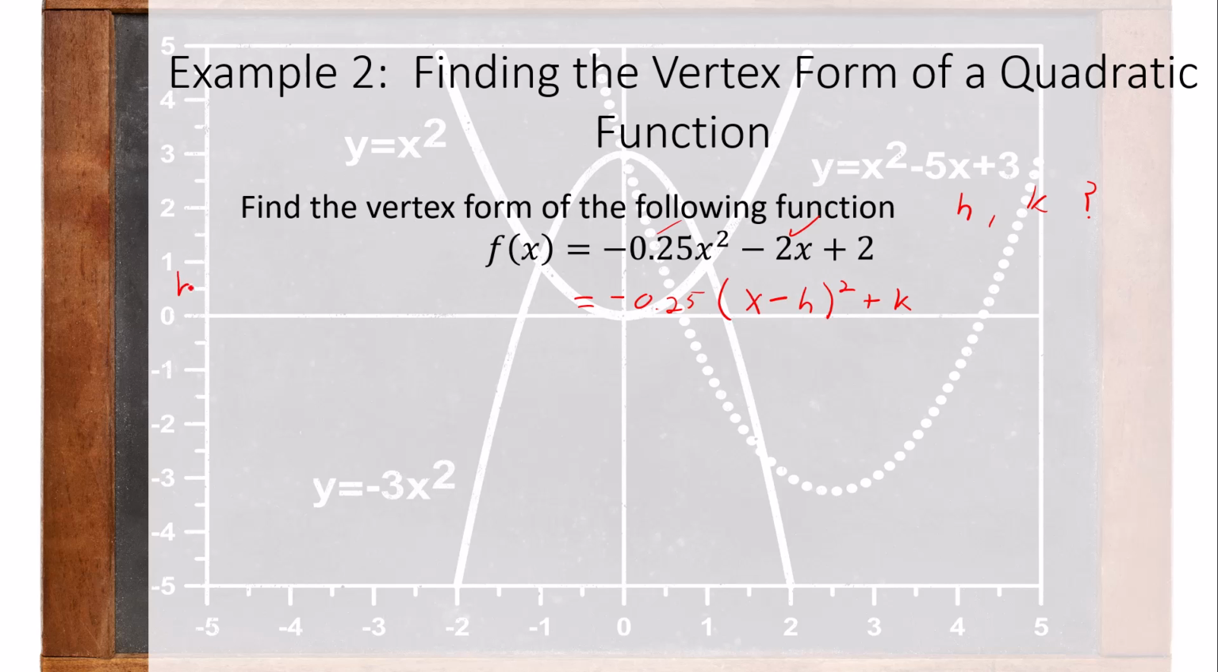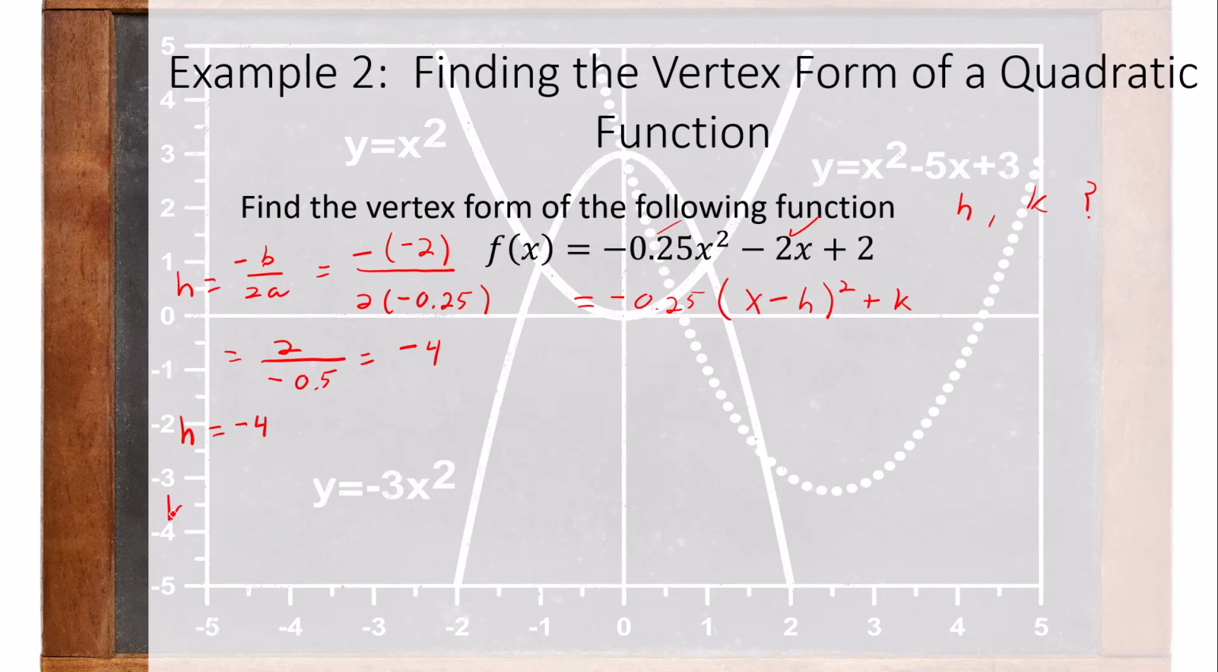So h, which once again is negative b over 2 times a, is going to be equal to the negative of negative 2, divided by 2 times negative 0.25. Well, that is going to be equal to positive 2, and then 2 times negative 0.25 is going to be negative 0.5, which is going to give you negative 4. So h is negative 4. Okay, well, fine. What is k?